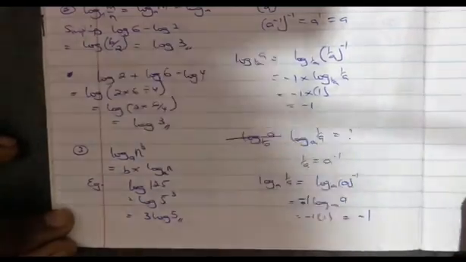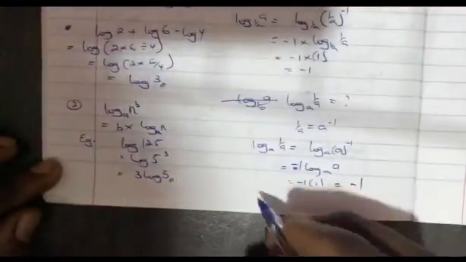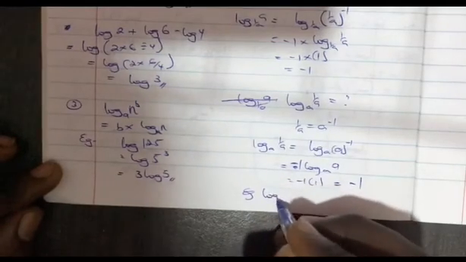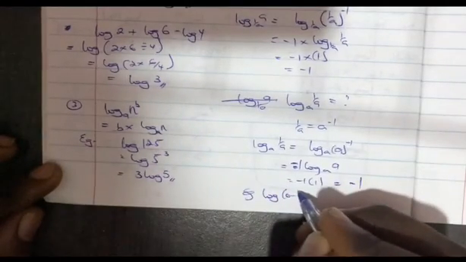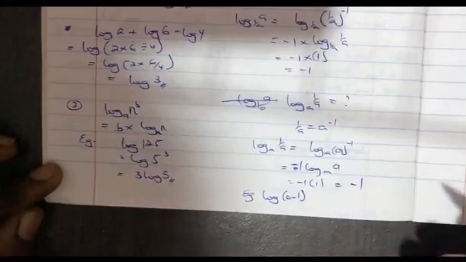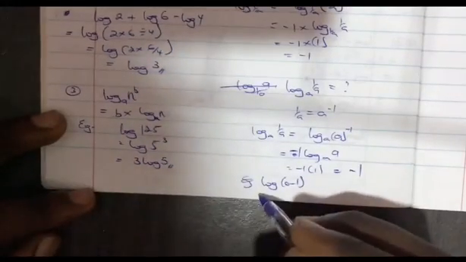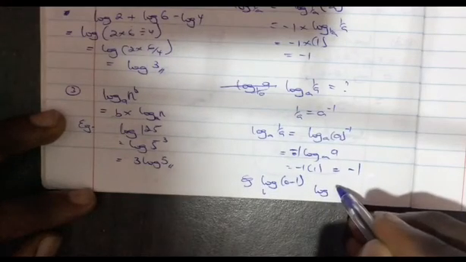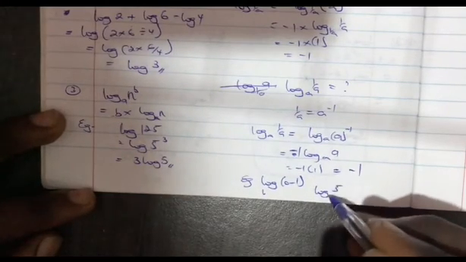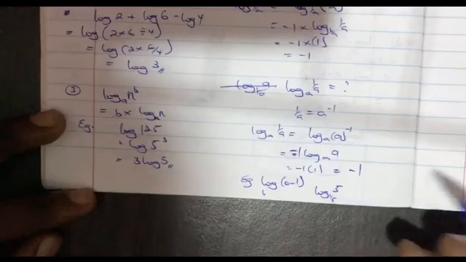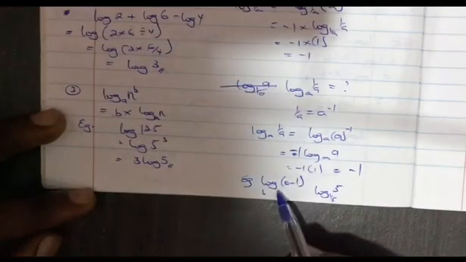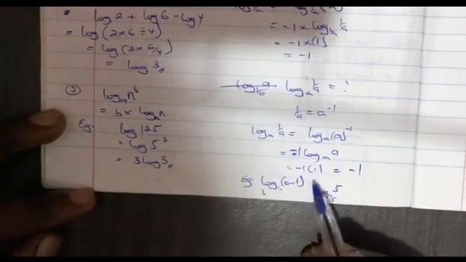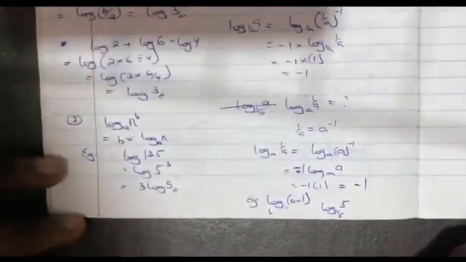You can try this with values. Example, log of 0.1, it should be negative 1. Another example is log of 5 to the base 1 over 5. This is negative 1. This is base 10, and this is 1 over 10. So the inverse. Thank you very much.